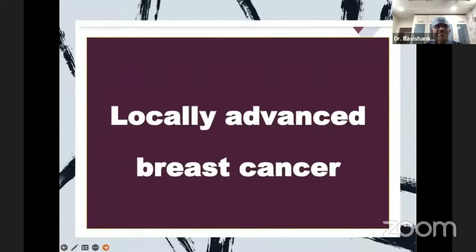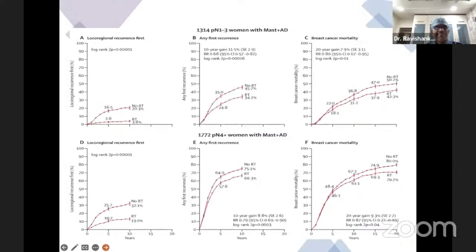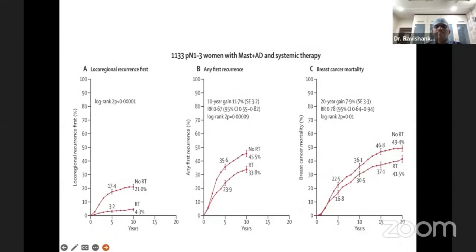Coming to locally advanced breast cancer. For patients who have already undergone mastectomy and axillary dissection, is there any benefit? Definitely there is relative benefit among all the groups, like N0 or N1, and nodal status N1 to N3. But there is also information about patients who have already undergone surgery and received chemotherapy, having the option of omitting radiation.